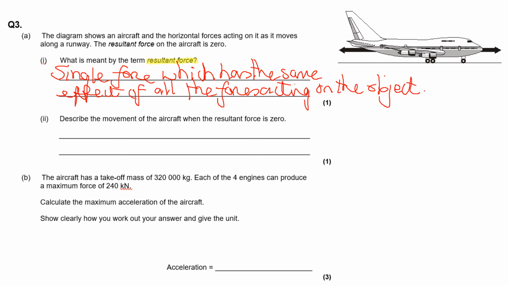It then says describe the movement of the aircraft when the resultant force is 0. So we're going back to Newton's first law here. Remember, if the resultant force is 0, then the forces are balanced. So the object must be moving at a constant velocity, which could be stationary, but we've got forces acting on the aircraft here suggesting otherwise. So we have got constant velocity.